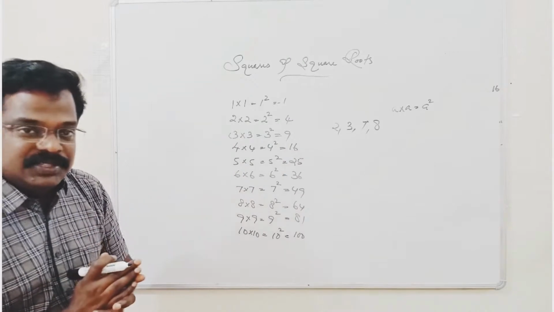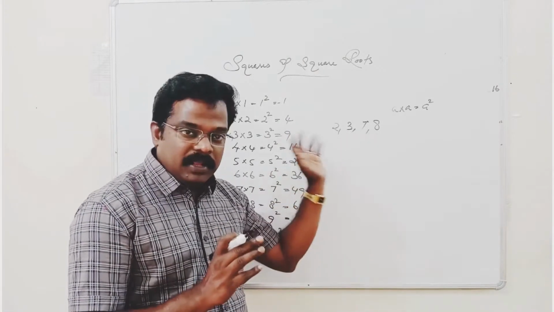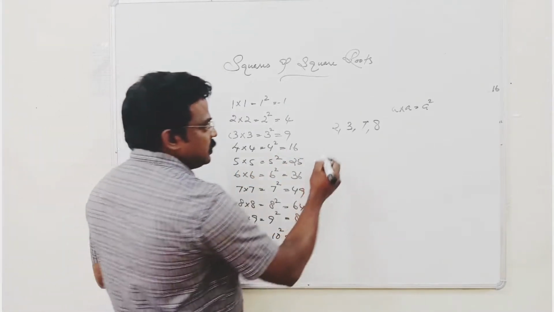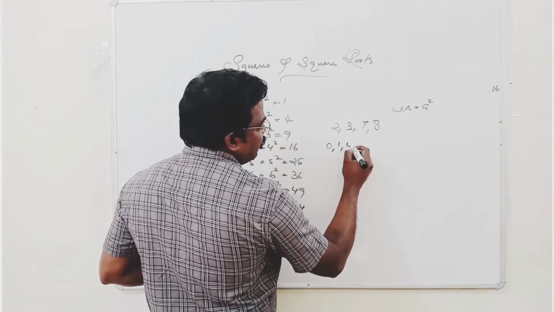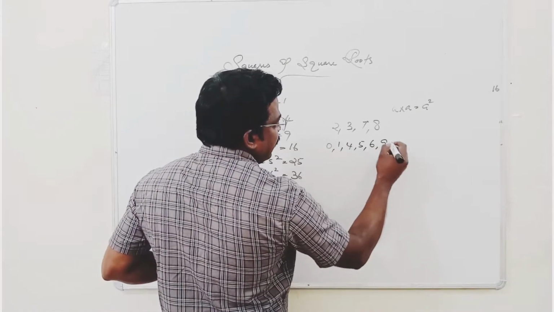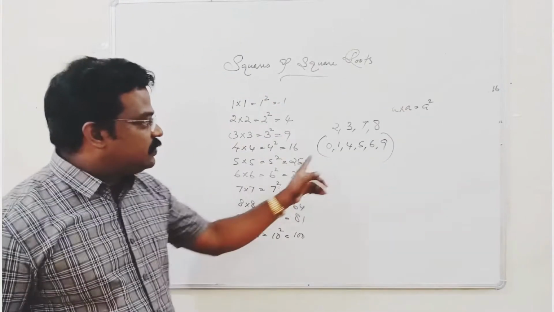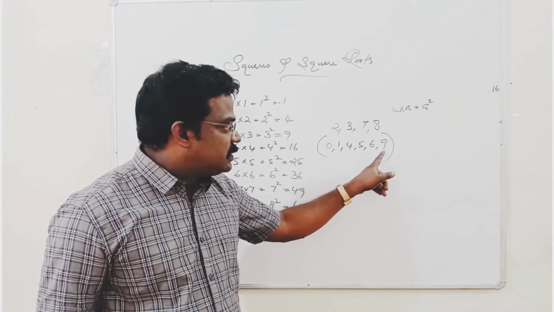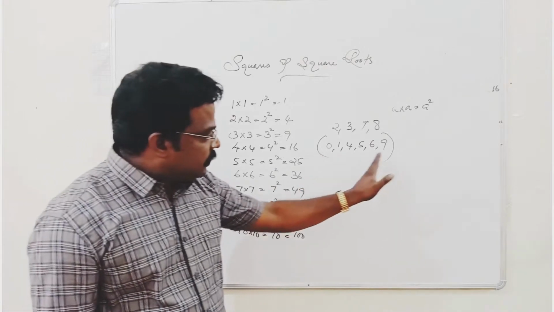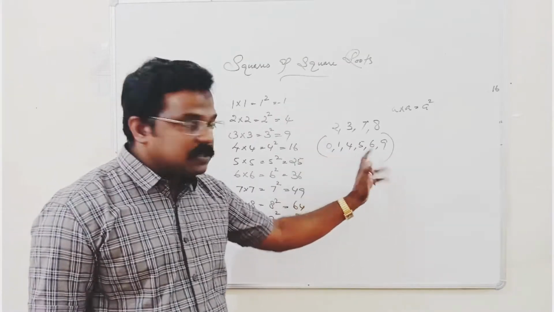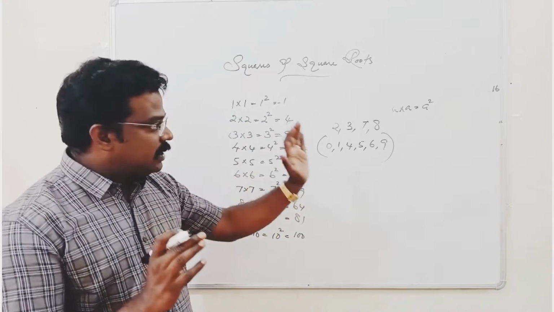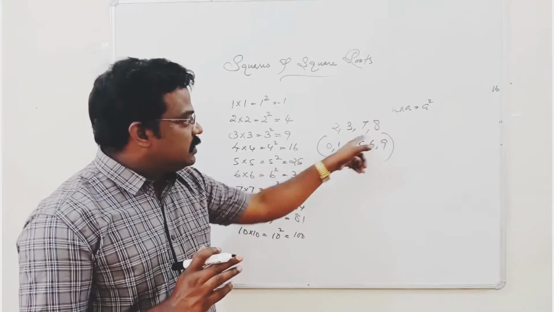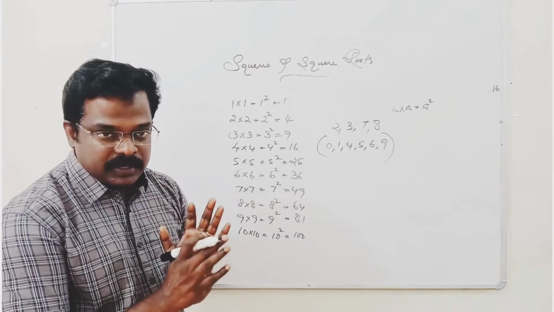If a number's last digit is 2, 3, 7 or 8, any of these digits, then that number is not a perfect square. Okay, so that means the last digits of perfect squares will be only from 0, 1, 4, 5, 6 and 9. But even so, when we check whether a number is a perfect square or not, we can just check that if it is ending with these 4 digits, then it is not a perfect square.